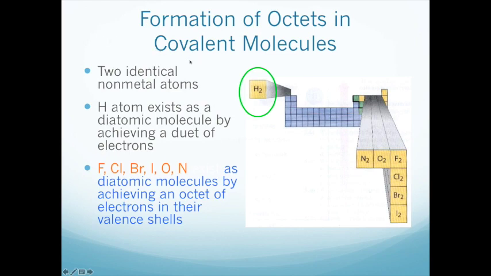This diagram shows the atoms that form diatomic molecules with themselves, the simplest one being hydrogen, which we discussed. And then there is nitrogen, oxygen, fluorine, chlorine, bromine, and iodine, which all form diatomic molecules, which achieve an octet of electrons in their valence shell. Hydrogen atoms obviously don't achieve an octet, but a duet because they only have 1 electron each.